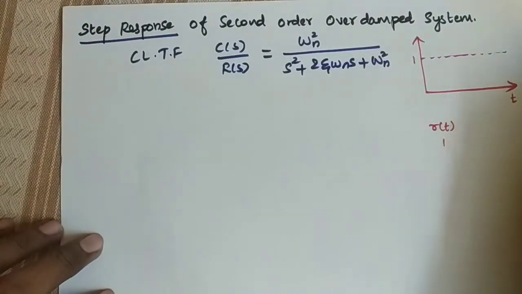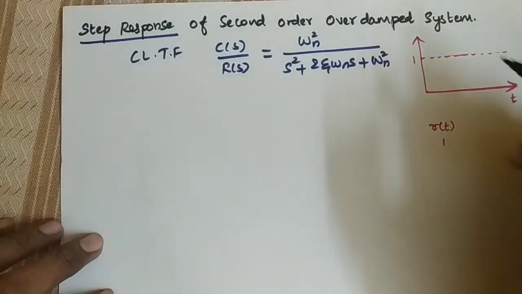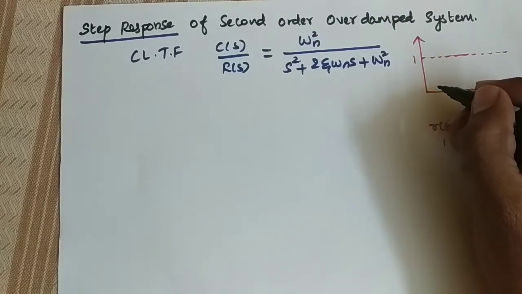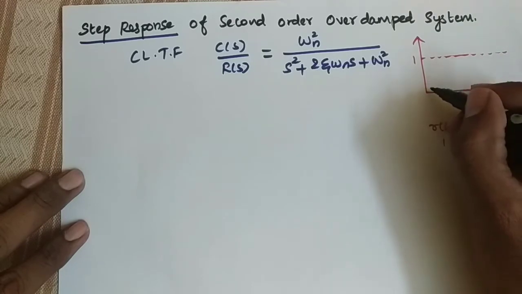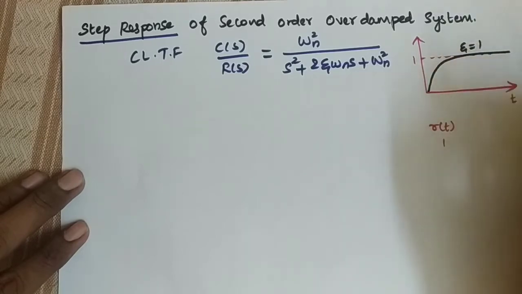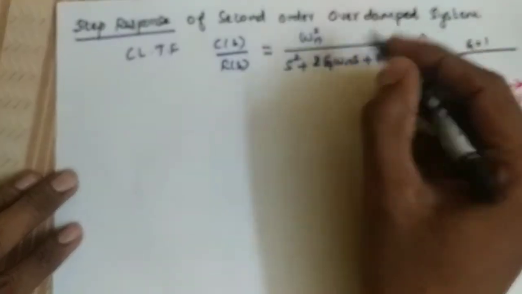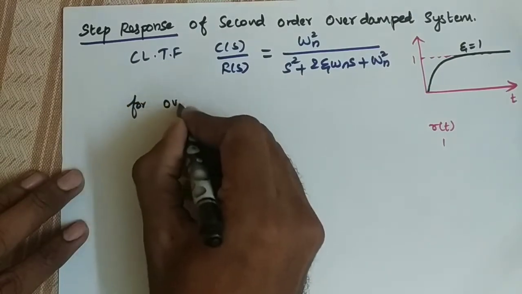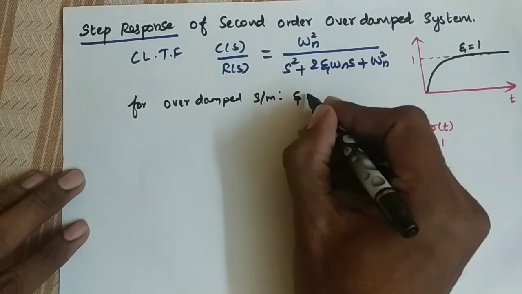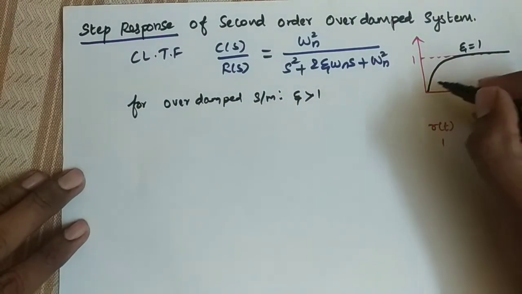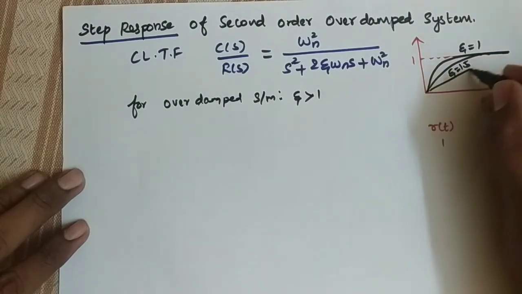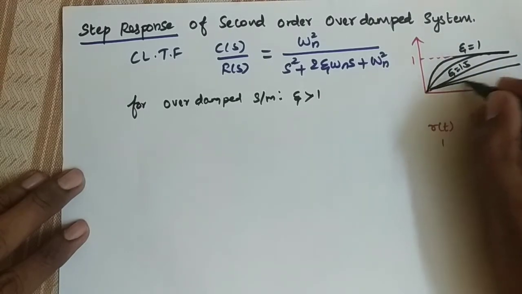So the system response will be exponential in nature, which we know from the response of the critically damped system. Critically damped means eta is exactly equal to 1. So this is the overdamped system, for which the eta value is greater than 1. It may be 1.5, or 2, or 3, 4, likewise.